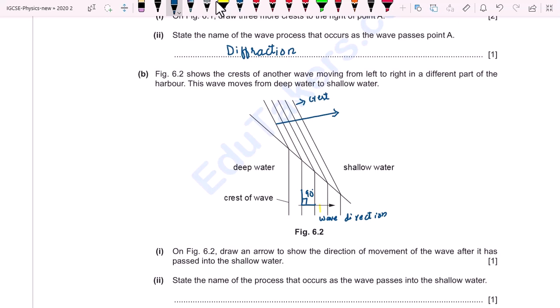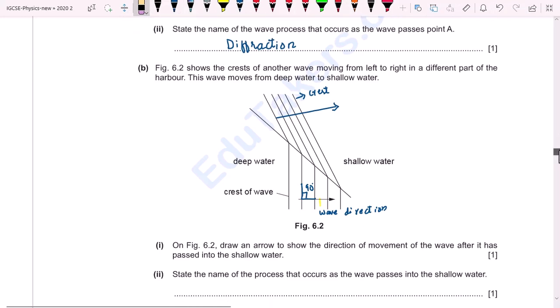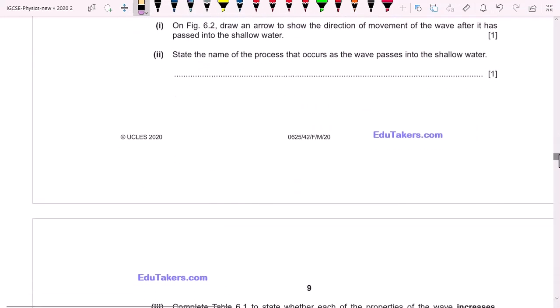Part 2. State the name of the process that occurs as the wave passes into the shallow water. You can see from here that as the wave passes from deep water into shallow water, its direction changes. So the process in which the direction changes is diffraction. So I write here diffraction. Next part.